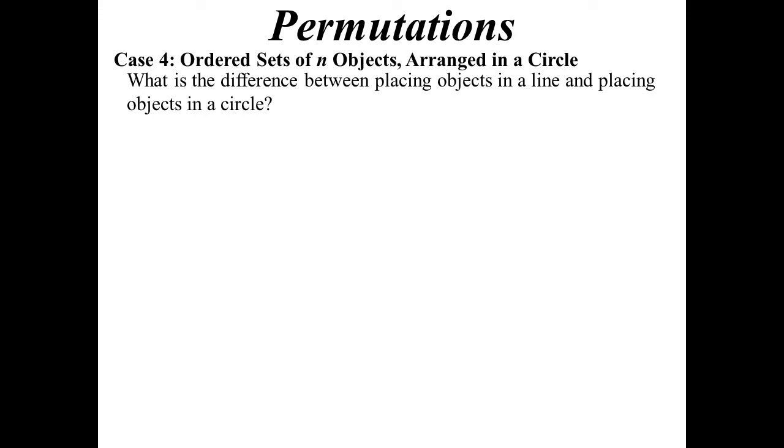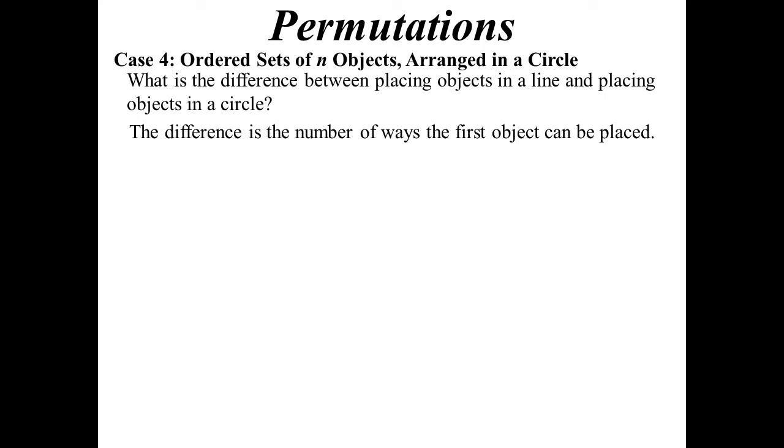Going to look at another case of permutations, case 4, where instead of arranging all the objects in a line, we're going to arrange them in a circle. So the question is, what is the difference in placing in a line and placing in a circle? And basically it comes down to just the first object, how that first object is placed.